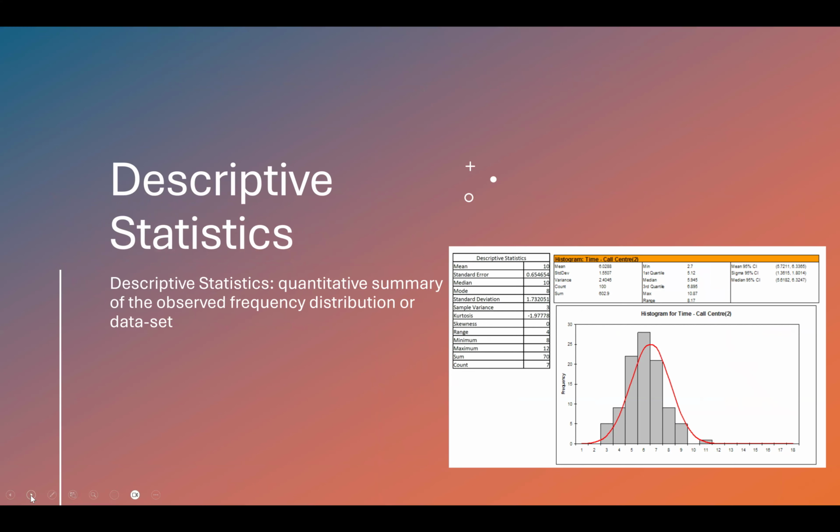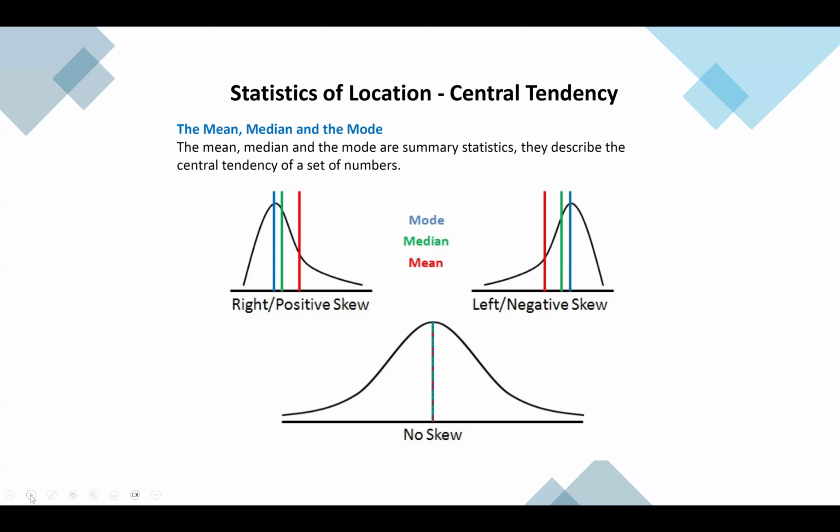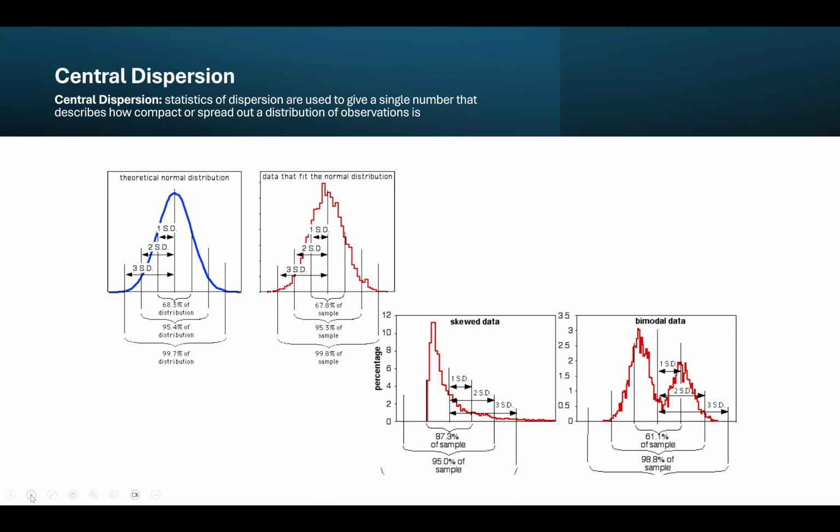When you first get your data, it's really important to check this out, because this is what helps you decide what kind of tests to do, or what kind of tests you can do. So we're going to talk about the statistics of location, or what's called the central tendency. So it's the middle, right? The mean, the median, and the mode.